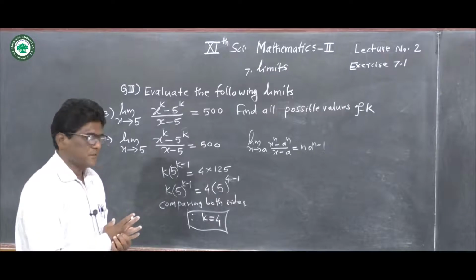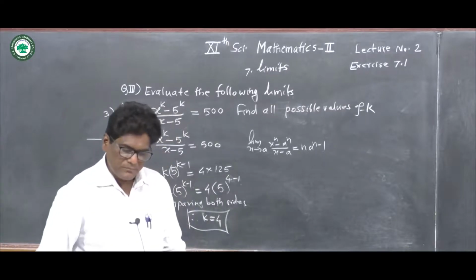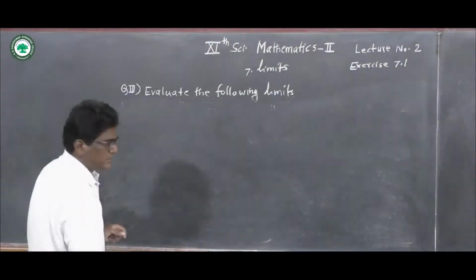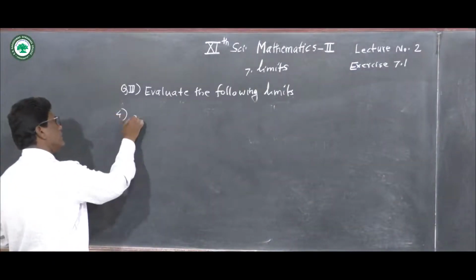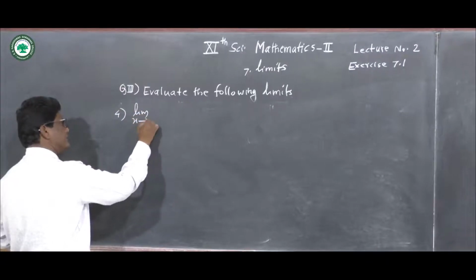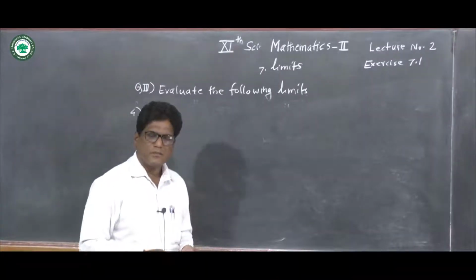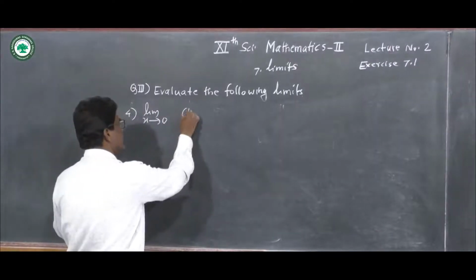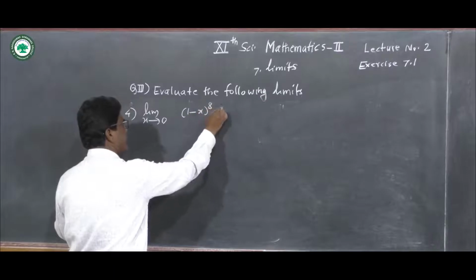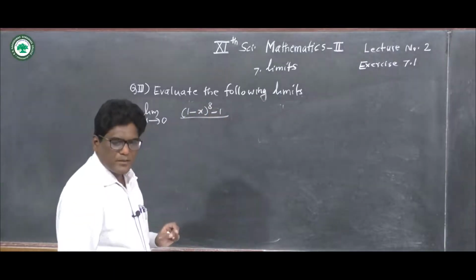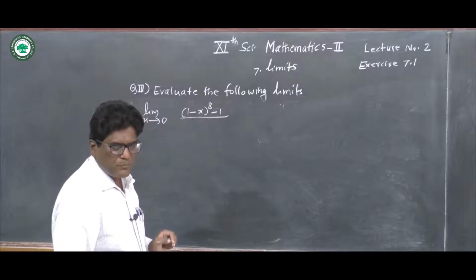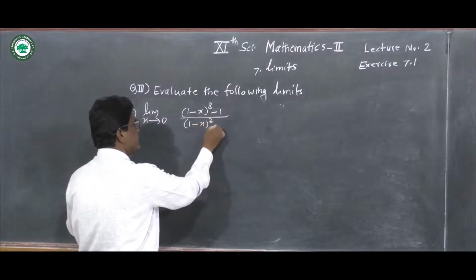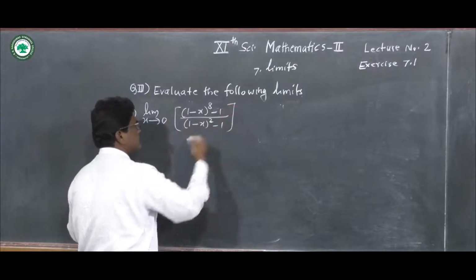Now next, the fourth problem: limit x tends to 0 of (1 minus x to the power 8 minus 1) divided by (1 minus x to the power 2 minus 1). This is the problem.